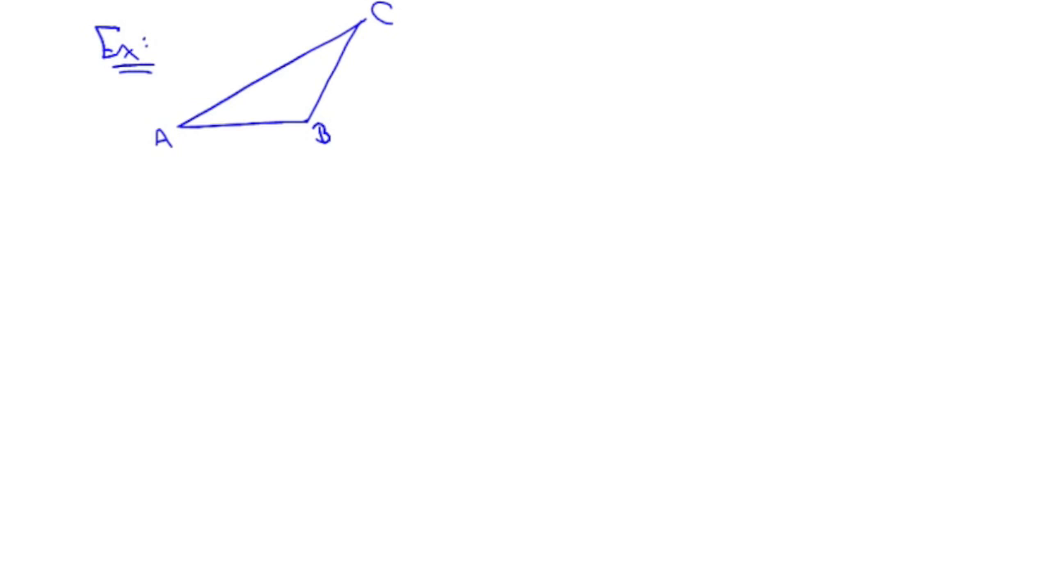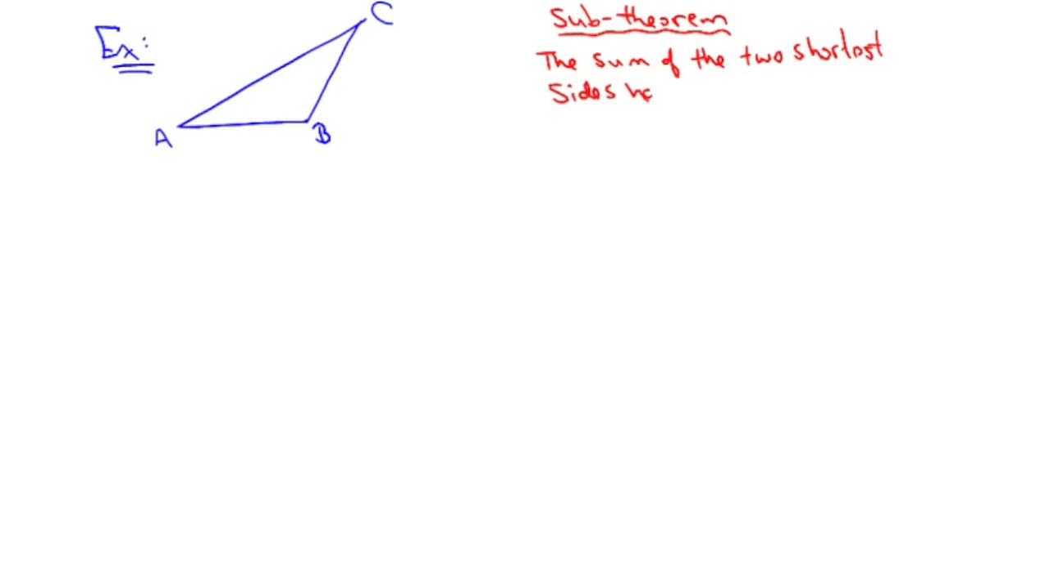So, a little sub-theorem that you should have known since geometry back in high school: the sum of the 2 shortest sides has to be greater than the third side, if you want a triangle.